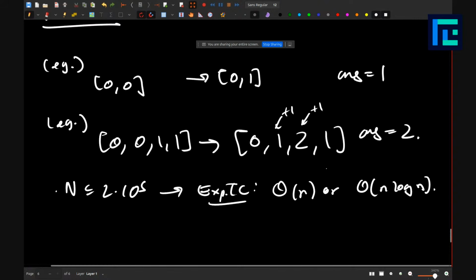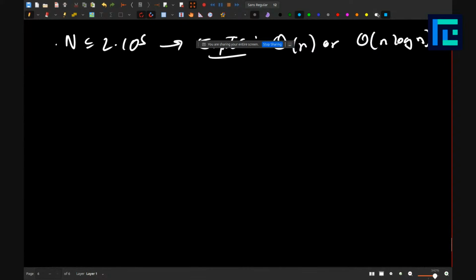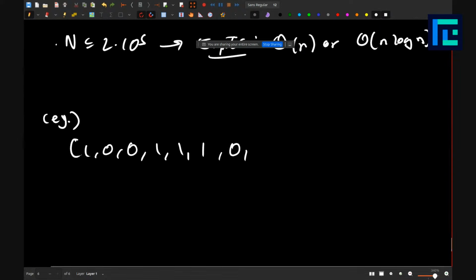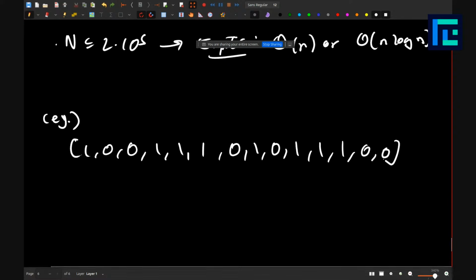Okay, so this is a very standard kind of problem. If you're stuck in it, you would maybe not get this idea, but it is a pretty standard problem. And the first and main thing you have to observe is, let's take a big example. Let's say the example is 1 0 0 1 1 1 0 1 0 1 1 1 0 0. Okay, this is a big example.